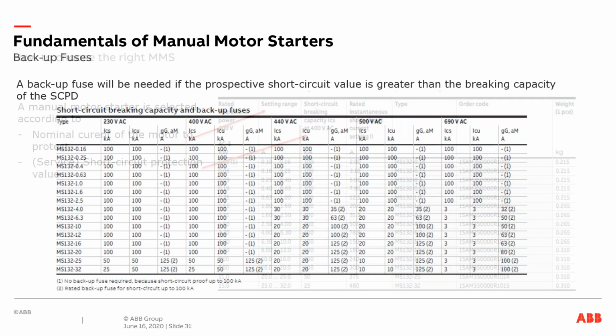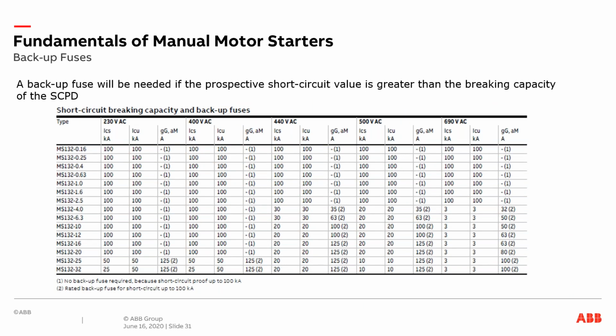So here's the chart. If you can see, MS132-25 is only rated for 50K, and you need to have a fuse, and the chart gives you the rating of the fuse as well, and then you can get that 100K protection as well.